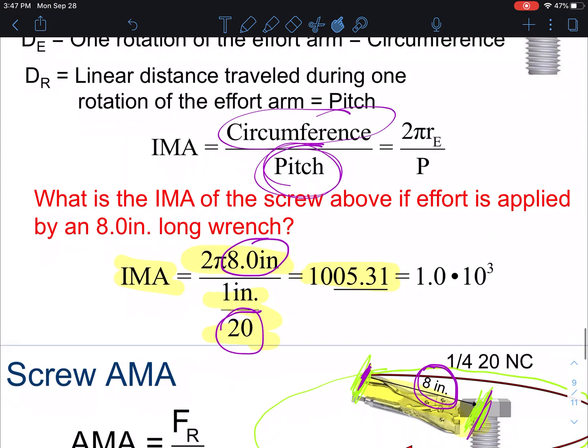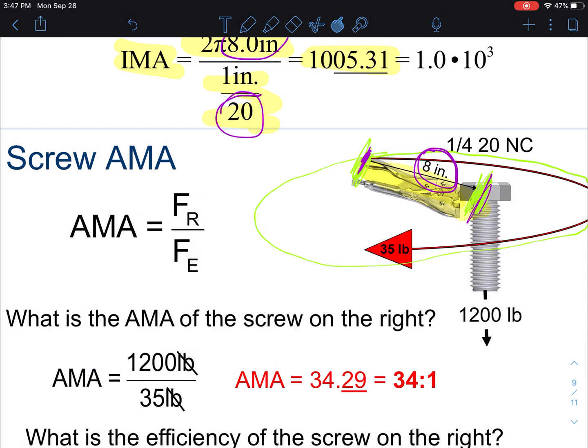The AMA is your force of your resistance divided by your force of your effort. These are just numbers that you would read off of a scale. In this case, the resistance is 1,200 pounds, and on a scale, we'd read the effort as 35 pounds. So we'd go 1,200 divided by 35 gives you 34.29.